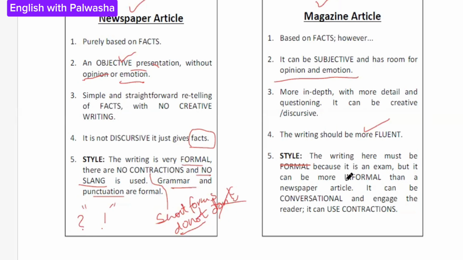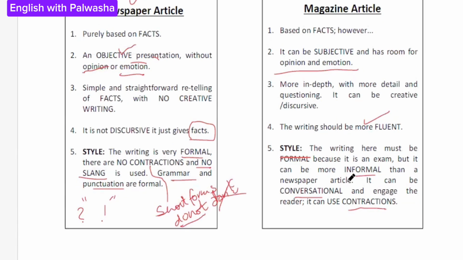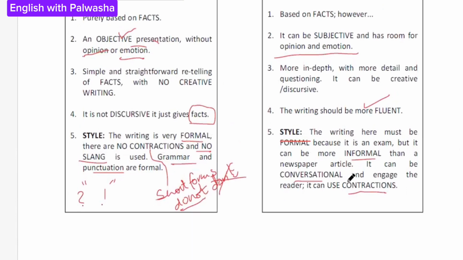The writing here must be formal, because it is an exam, but a magazine article can be more informal than a newspaper article. It is going to be more informal here. It can be conversational and engage the reader. It can use contractions. Here you can use contractions, short forms, because you have to extend the conversation, so you cannot drag it. It is going to be in a more informal manner, all right? So let's just take a look at the sample now.